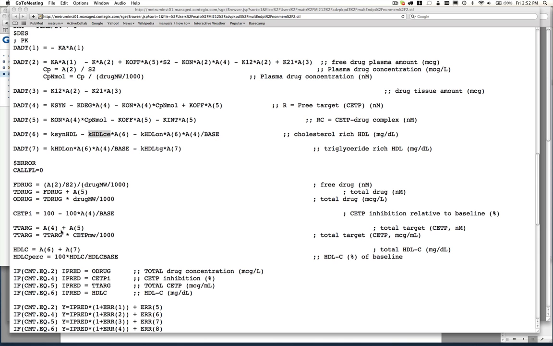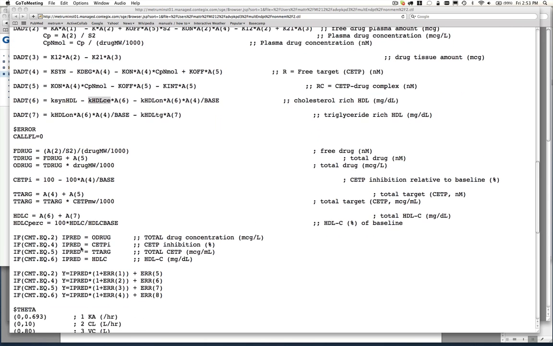The total CETP, similar to how we did the drug concentration, is the amount in 4 plus 5. These are both parameterized as nanomolar, so we can just add those together. But then the reported concentrations are actually micrograms per ml. And so we have to do the appropriate back conversion here, similar to how we did it with the drug concentrations up here to get us back into the units that we observed.